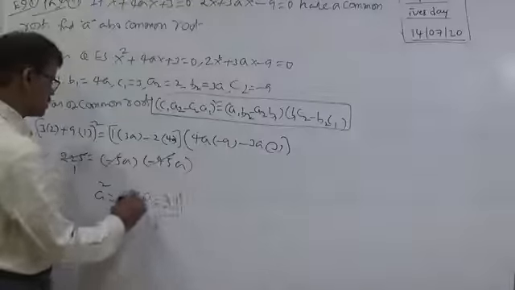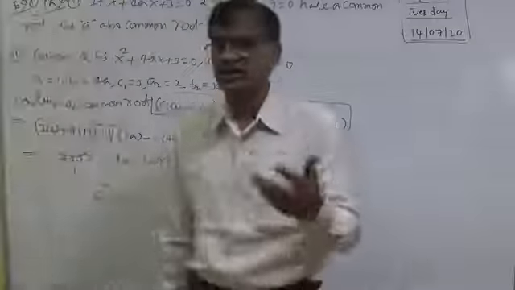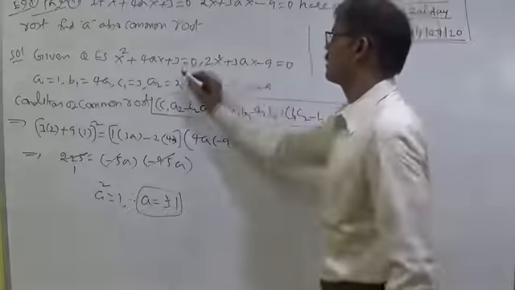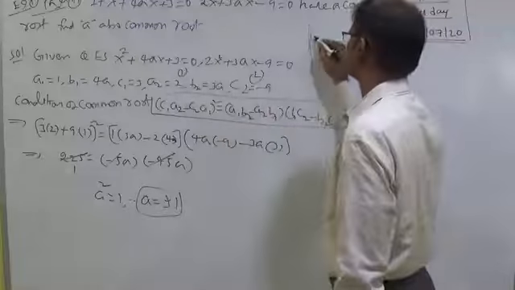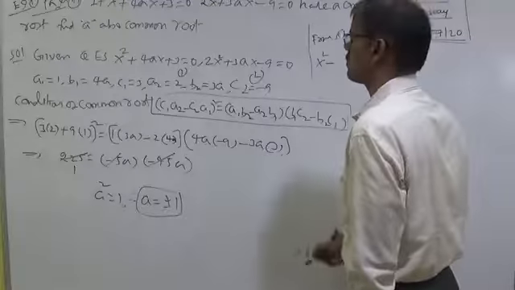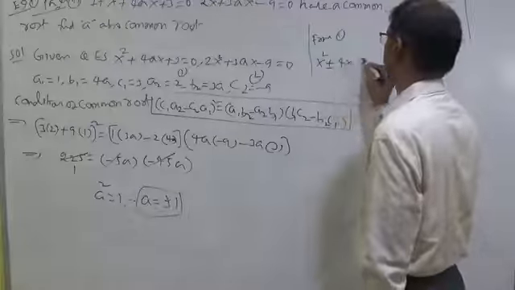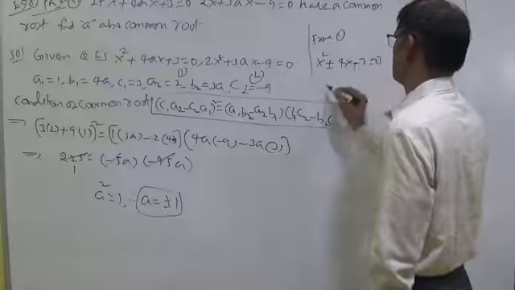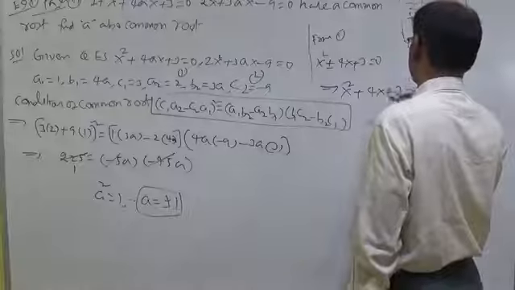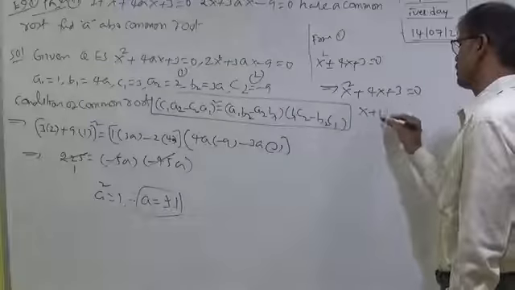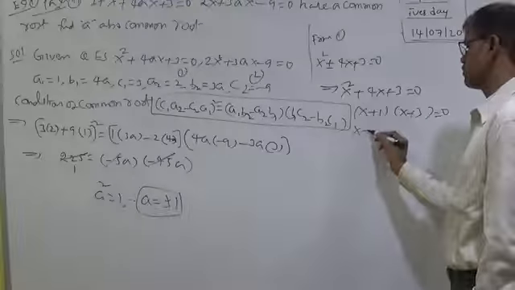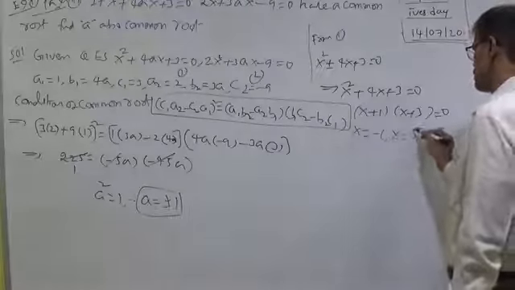You can understand a is equal to plus or minus 1. He is asking for the common root also. Now a is plus or minus 1. Let the given equations be 1 and 2. From 1, x square plus or minus 4x plus 3 equals 0. Taking x square plus 4x plus 3 equals 0, we write (x plus 1)(x plus 3) equals 0, so x equals minus 1, x equals minus 3.